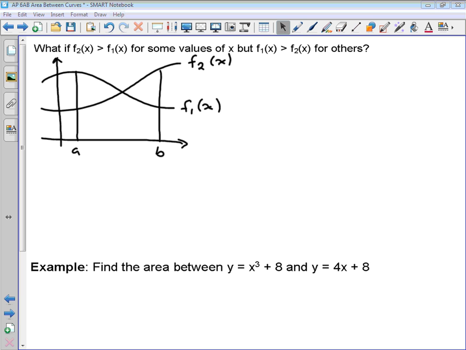So the functions that we were working with in our previous examples were very nicely behaved. We always had one function that was an upper function, and the other function was always our lower function.